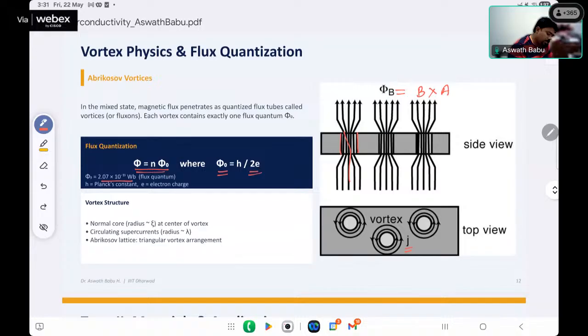Now the vortex structure: it has a normal core of radius psi at the center of the vortex, and circulating supercurrents of radius lambda. These vortices can exist at different locations in a triangular vortex arrangement, as shown here.